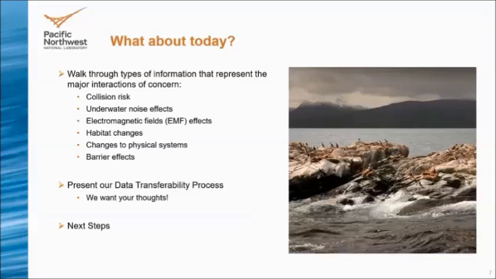So what are we doing today? We are going to walk through different types of data that represent the major interactions of concern, particularly these 6. Collision risk, which is, of course, mostly around turbines with animals, the effects of underwater noise on animals, effects of electromagnetic fields from cables and devices, changes in habitats, and also fish attraction, reefing, etc., changes to physical systems, circulation, energy removal, etc., and barrier effects to animals.